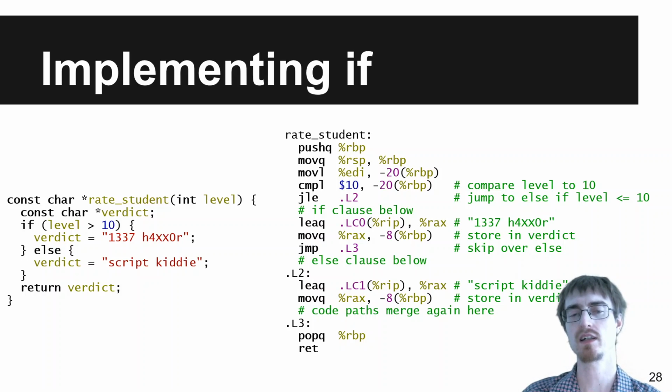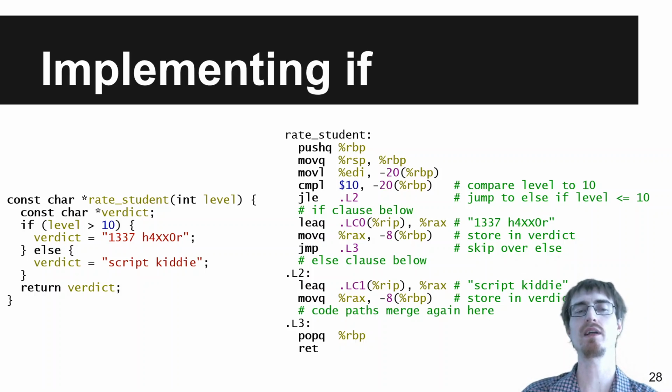The condition here is JLE, which means less or equal. We have a signed comparison, which is because the level variable was an int rather than an unsigned int, right? So we have a signed comparison, and we're going to jump if the value is less or equal. Now note that this is the exact opposite condition from the one we find in the C program. Why is this? We're jumping over the if clause.